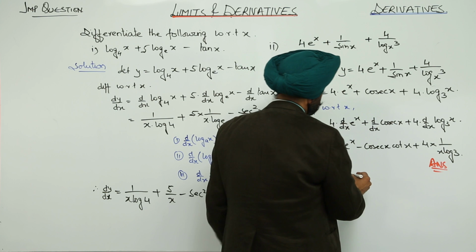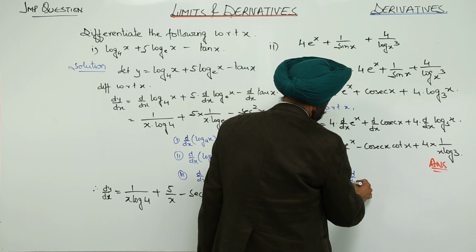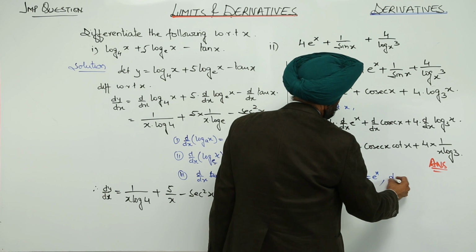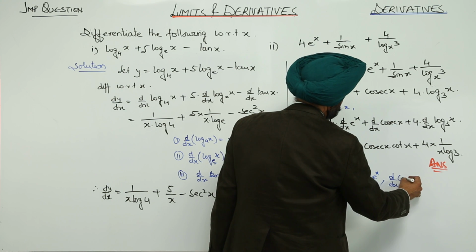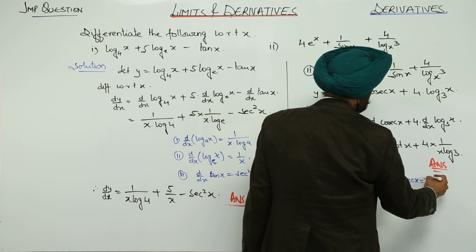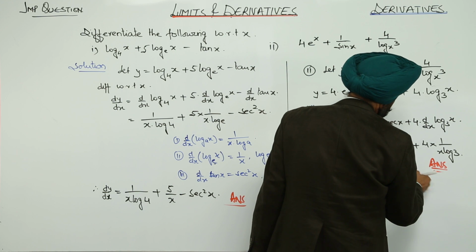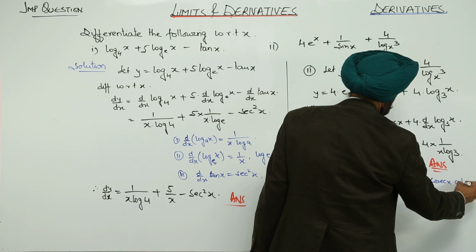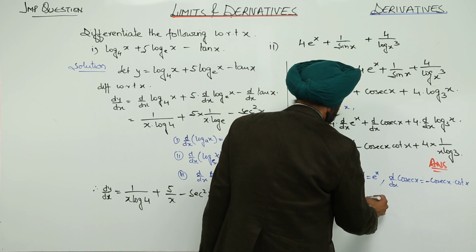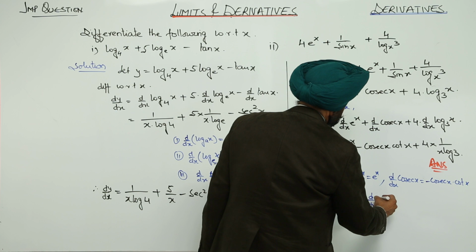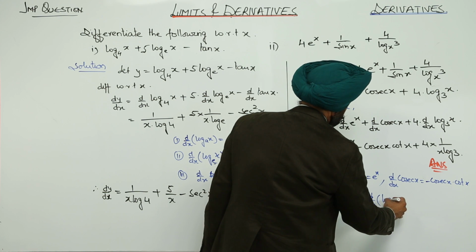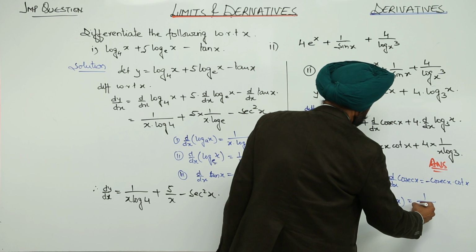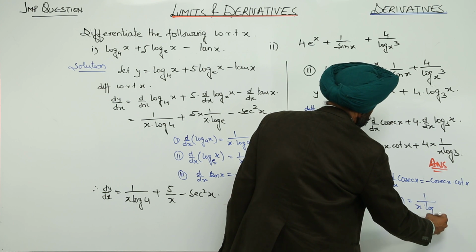Here we have used d by dx of e raised to x, that is e raised to x, d by dx of cosecant x is negative of cosecant x cot x, and d by dx of log a x, this is equal to 1 upon x log a.